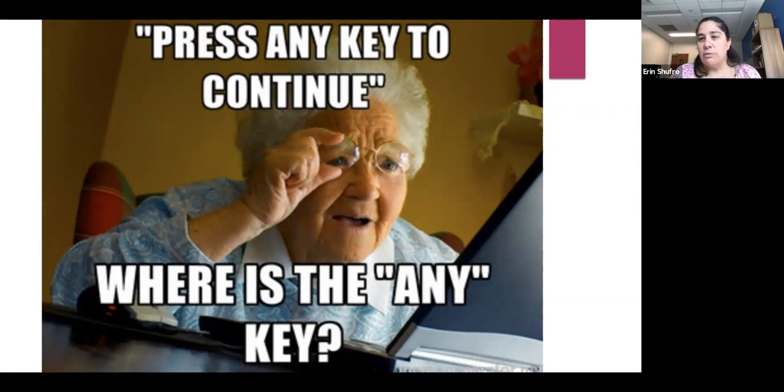You're new to this subject, right? I mean, we all laugh at this: where is the "press any key to continue"? Where is the any key? To you and me, that might seem like a really silly question, because we've grown up around computers and cell phones. But when it comes to chemistry, you are not chemistry experts. So there is no stupid question.